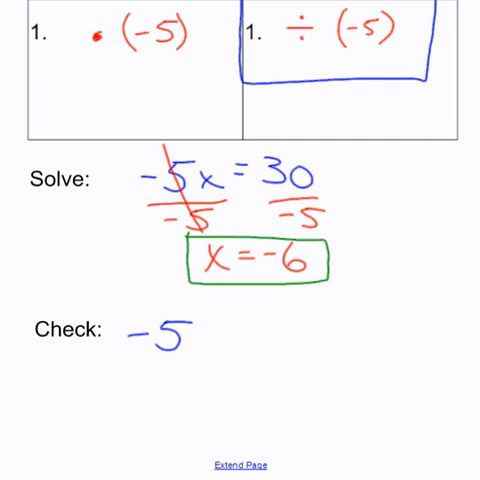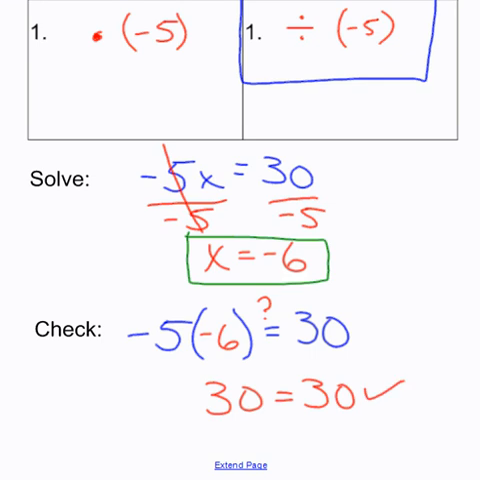Checking is going to be like we did in the previous video about plugging things into an equation. I'm going to take the original equation, where the x was, and put parentheses. And then to check it, I'm going to stick in what I claimed the solution was, which was negative 6, and I'm going to ask whether this is true. So negative 5 times negative 6 is 30, and sure enough that's equal to 30, so that means I checked it.